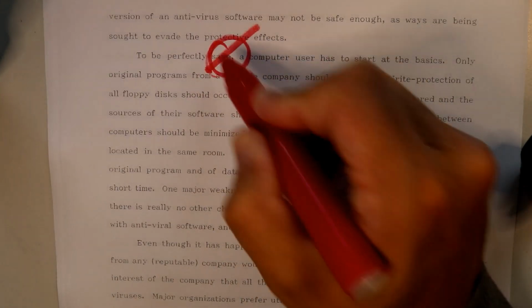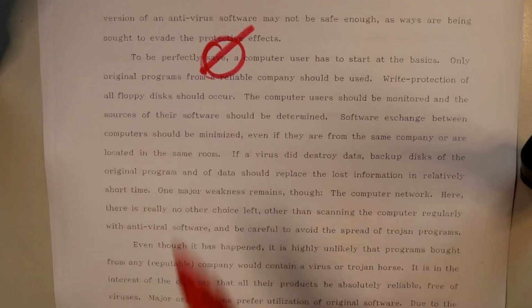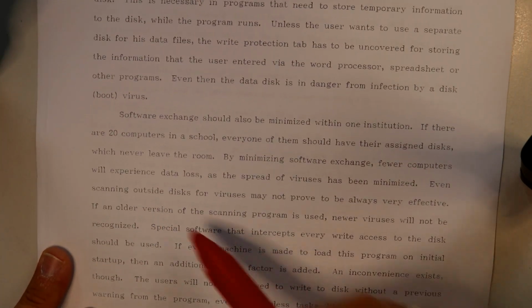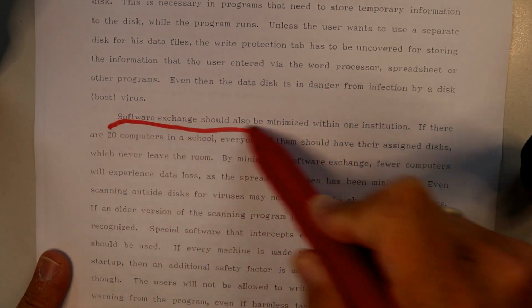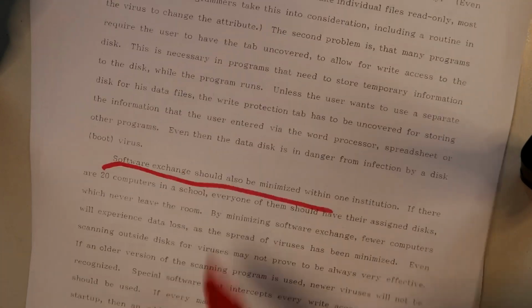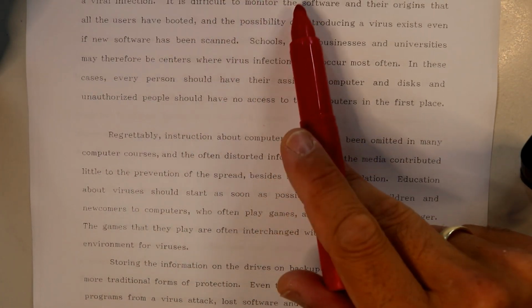"To be perfectly safe." Look at this English, bad English. "A computer user has to start at the basics." No kidding. This drives me crazy. What a waste of research and time. "Software exchange should also be minimized." So he gives advice. This reads like some kind of magazine article or something like this. Irrelevant. "The more people that work on a given computer, the higher the chance."